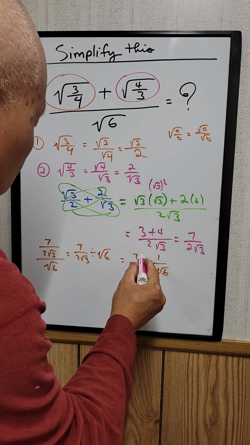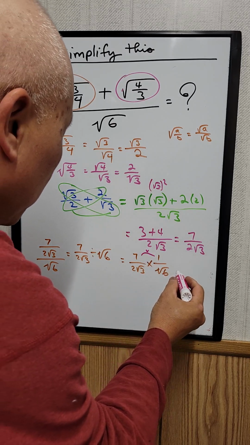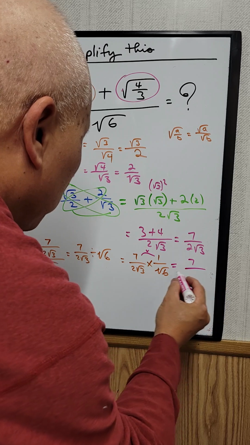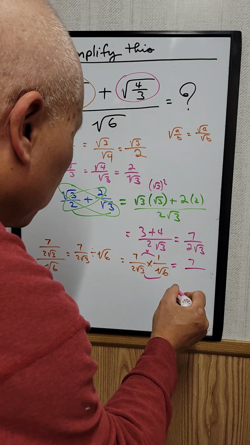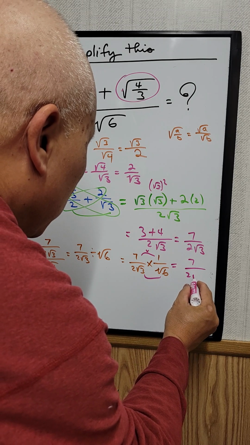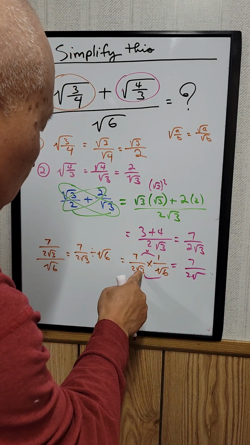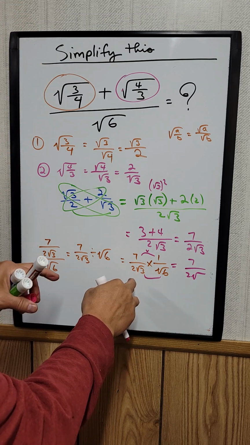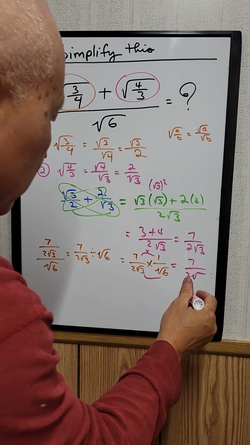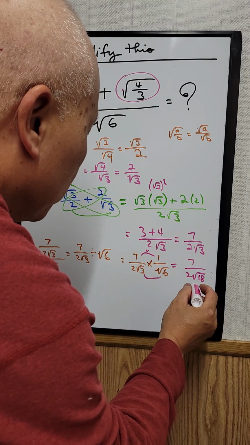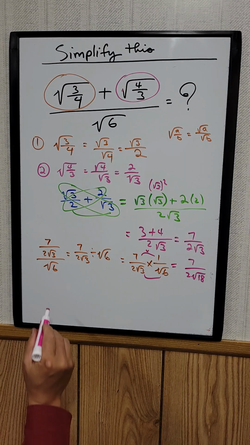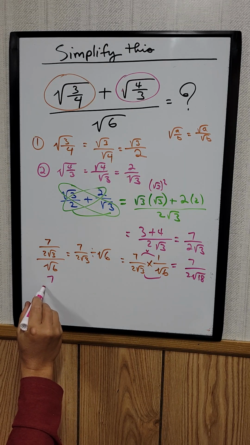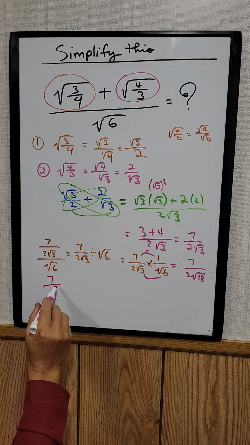Now from here we can just multiply the top by the top, which is 7, and the bottom by the bottom. So 2 times the square root of 3 times the square root of 6 is just 2 times the square root of the product. You just multiply the radicands. So 3 times 6 is 18. So we have 7 divided by 2 times the square root of 18.